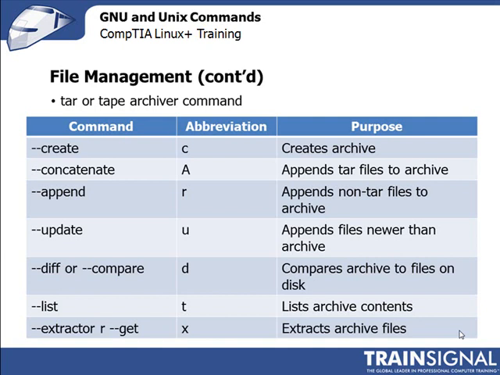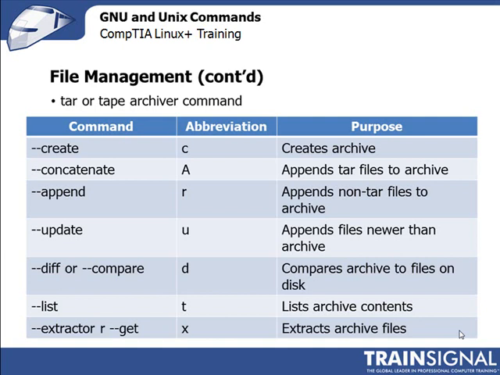--concatenate is abbreviated with a capital A, and that appends tar files to an existing archive. --append, abbreviated with the lowercase r, appends non-tar files to the archive. --update, abbreviated with U, appends files newer than what's in the archive. --diff or --compare, which is abbreviated with a lowercase d, compares the archive to files on the disk.